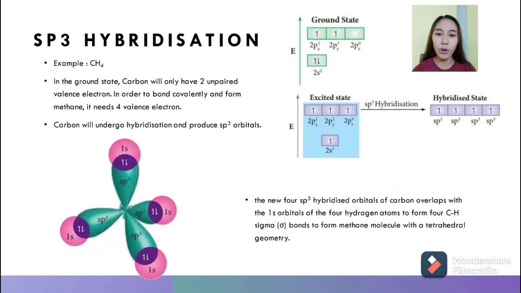So this new form of four sp3 hybridized orbitals in carbon will now overlap with the 1s orbitals of hydrogen and will form four C-H sigma bonds, and will now covalently bond with each other in order to form CH4, or methane, with a molecular geometry of tetrahedral.